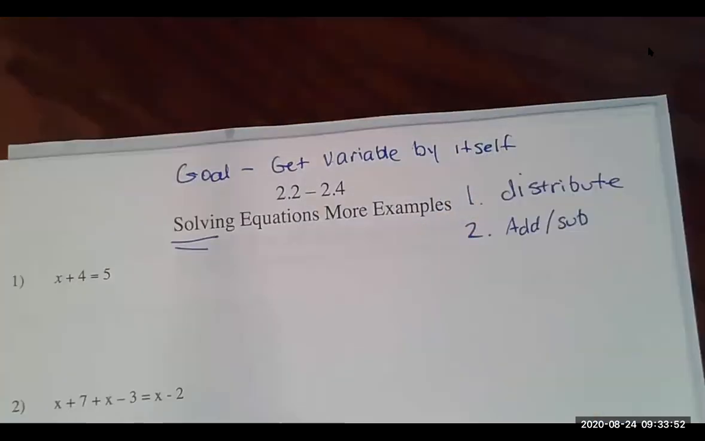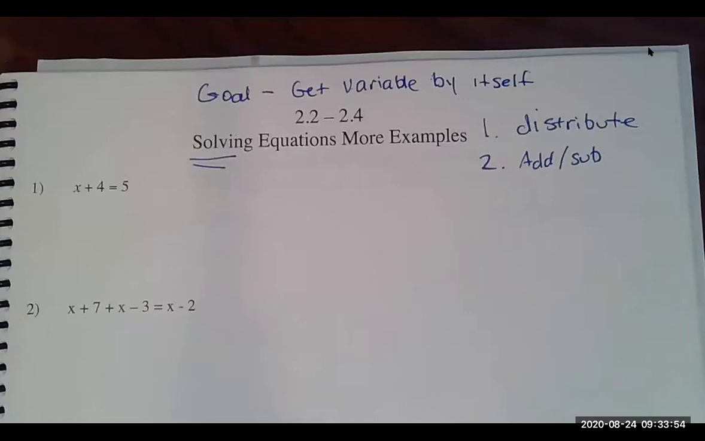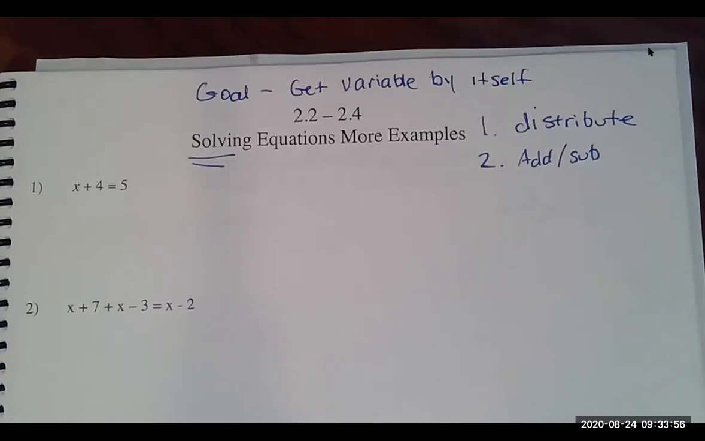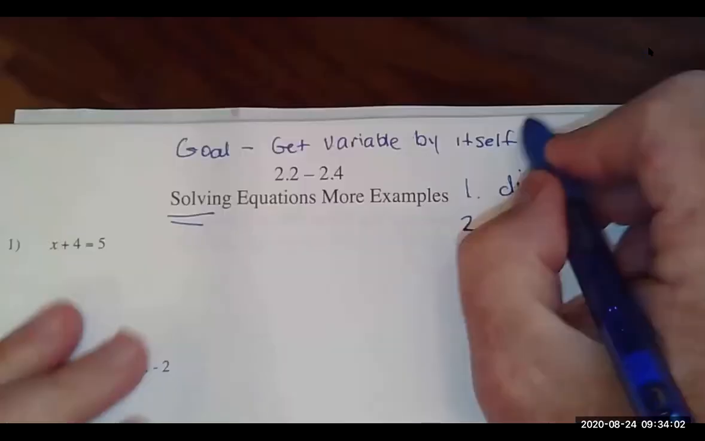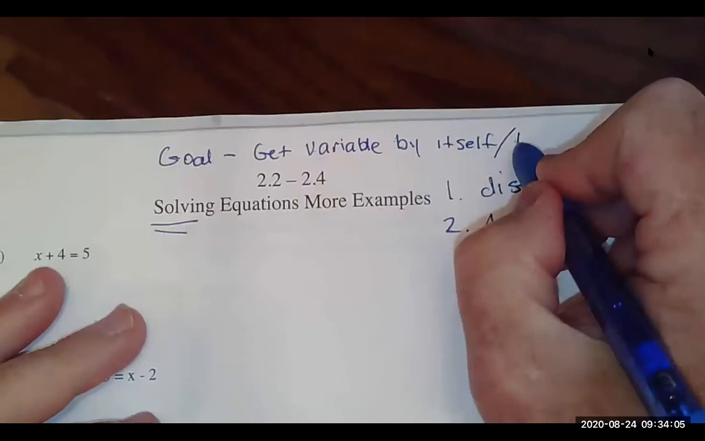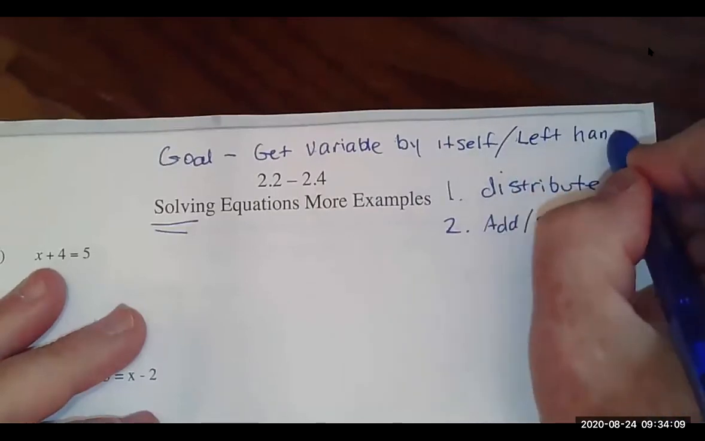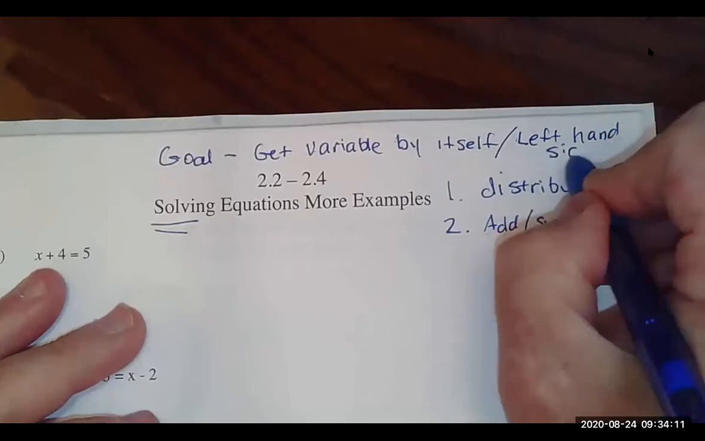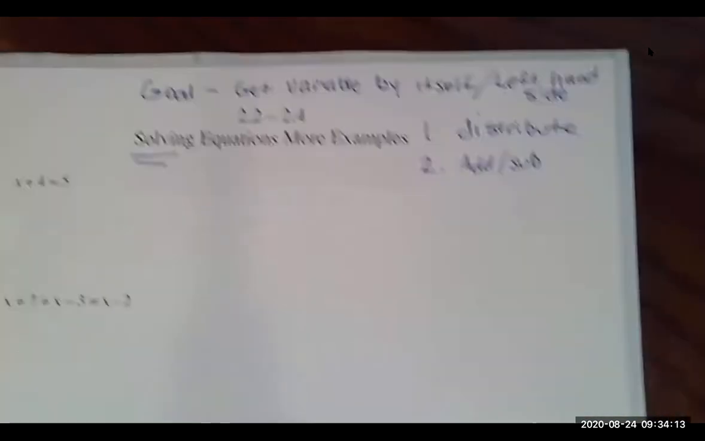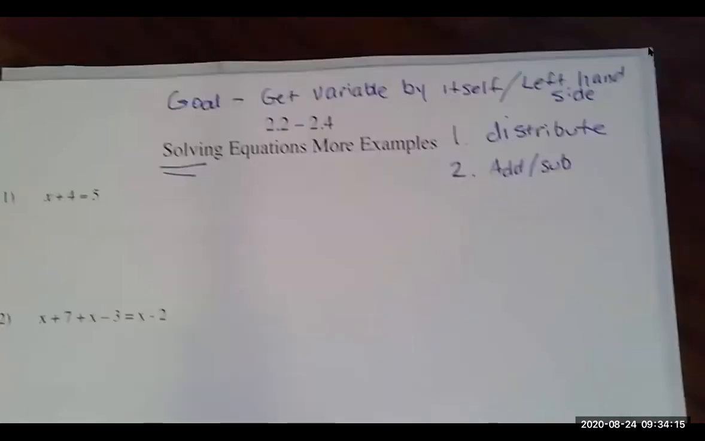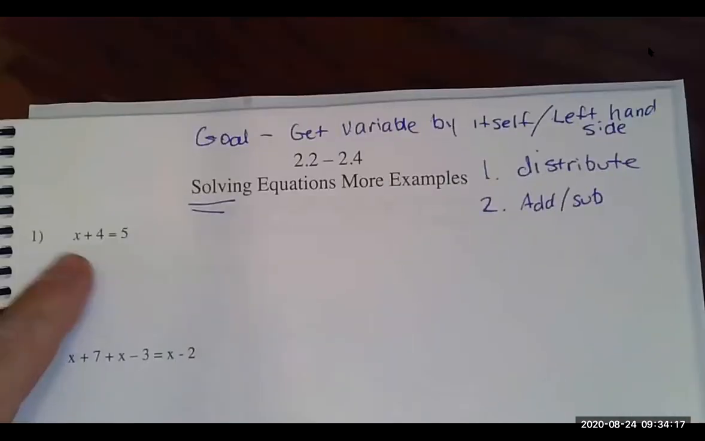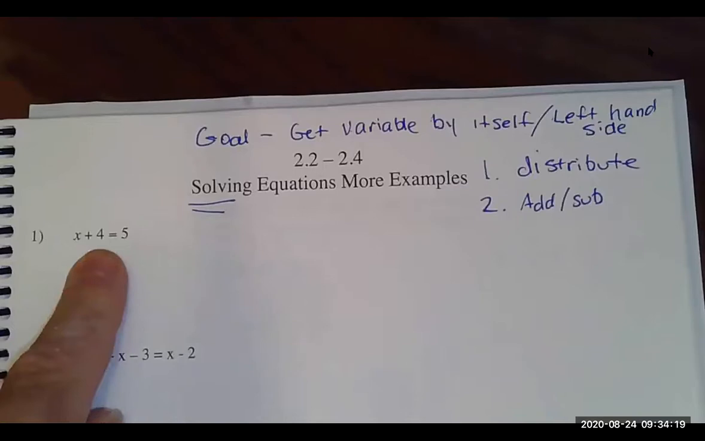And I'm highly, highly, highly recommending, and there's a big reason when we get to 2.8 or 2.9, get the variable by itself on the left-hand side. That's what I would do. So my goal is to keep x on the left-hand side. It's already there. I want to move the 4.